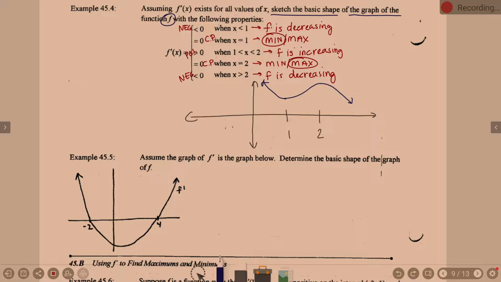Okay. Moving along. This might not be a good one for me to have at the bottom of the screen, but that's all right. Assume the graph of f prime is the graph below. Determine the basic shape of the graph of f. So kind of the same thing as last time. They're giving us f prime information, and we're trying to get the basic shape of f.